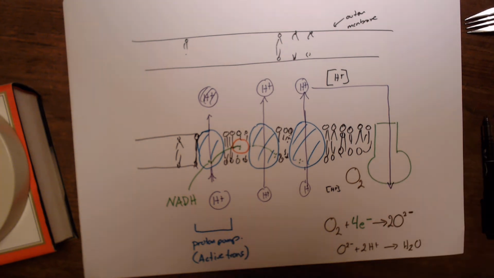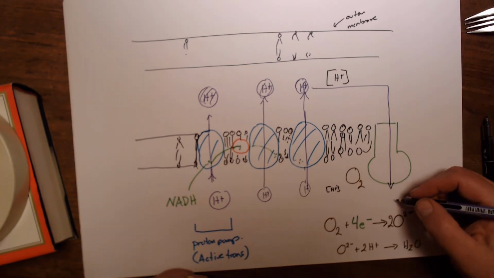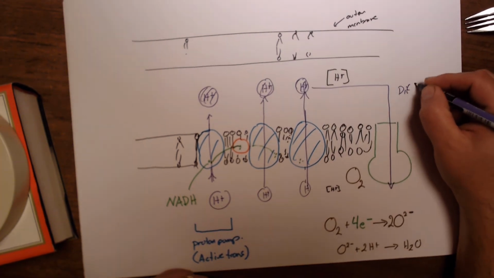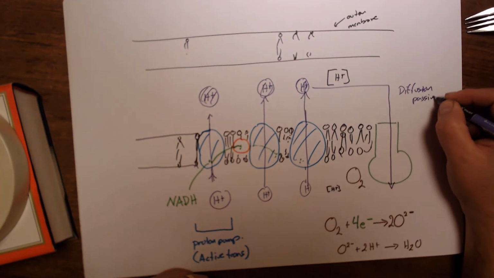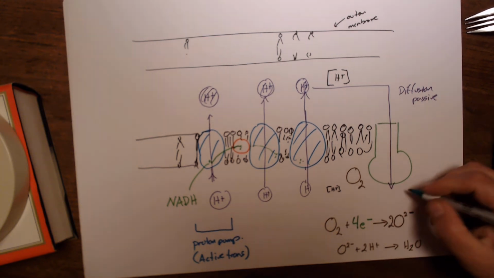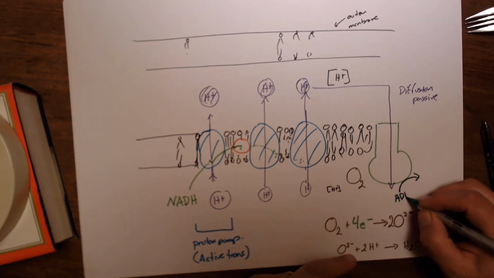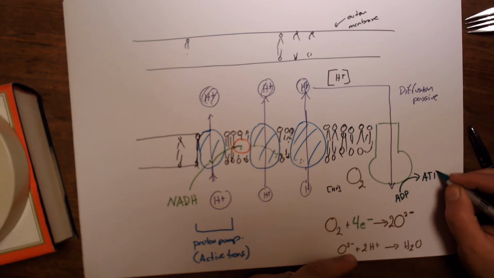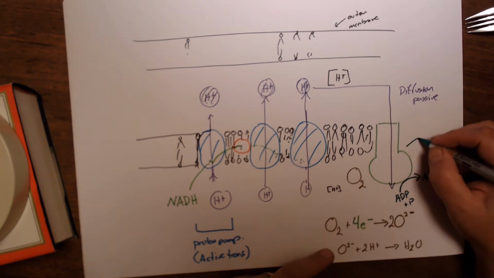And when they flow back through, they're obviously flowing from a high concentration to a low concentration. So this is diffusion, which is passive transport, back through the membrane. And as they do so, they take ADP and they generate ATP plus P, right? So you have this ATP synthetase.